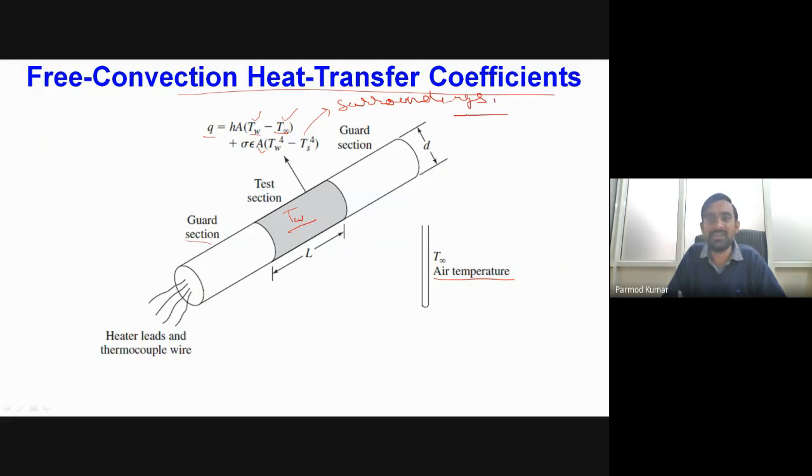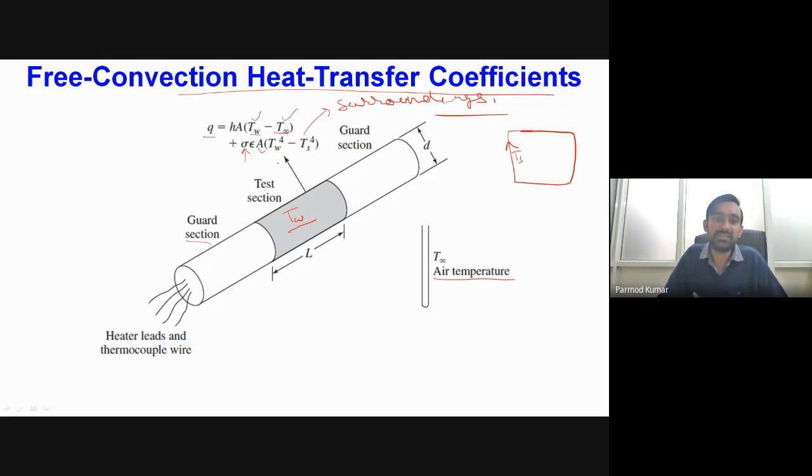So if this heater is placed in a large enclosure, then obviously the temperature of the surroundings will be identical to the temperature of the air. And if it is placed in a small enclosure, then obviously we have to consider this Ts as nothing but the temperature of the surface of the enclosure. Okay, and the area we know from geometric consideration, sigma is a constant.